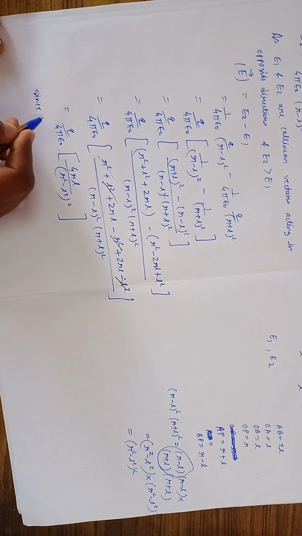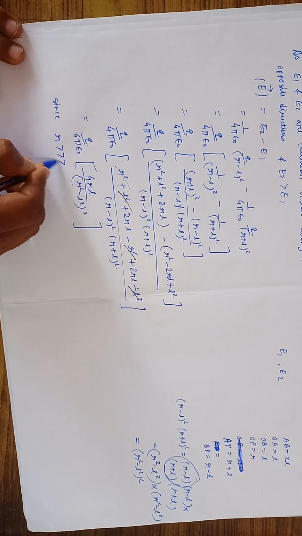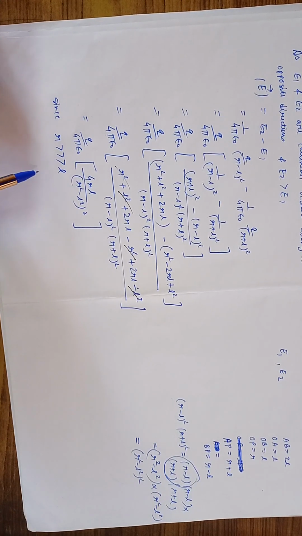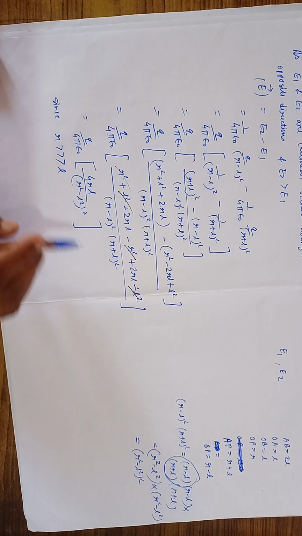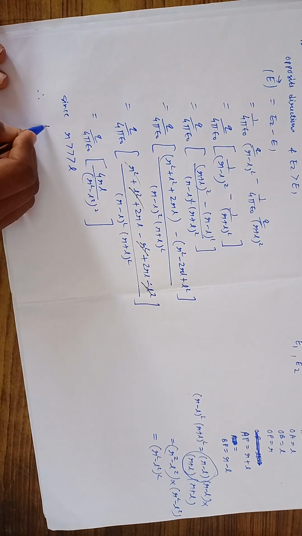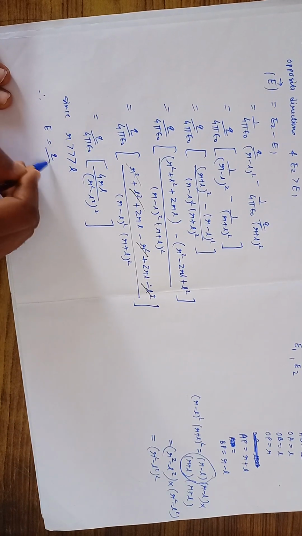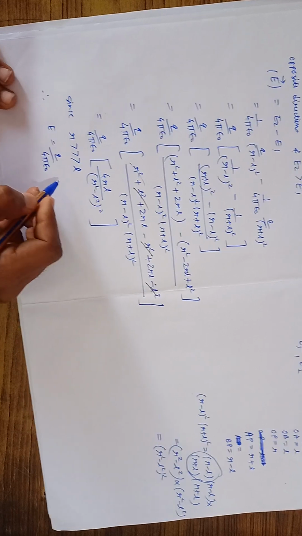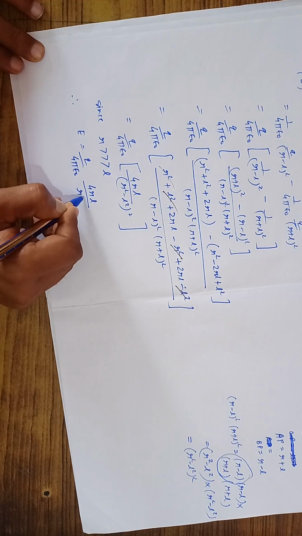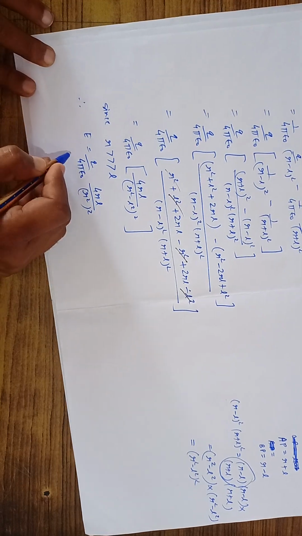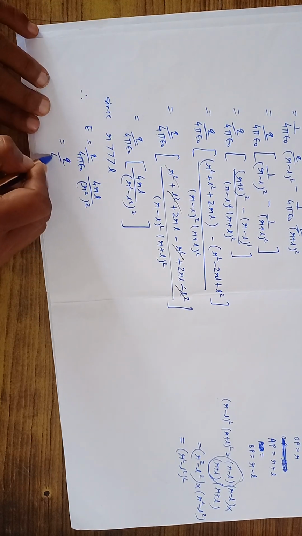Since r is very large compared to l, it means that l is very small compared to r. And here it is l square, so this term will become very small, so we can neglect the l square. So we can write E equal to q by 4 pi epsilon naught, 4rl by (r square) whole square.